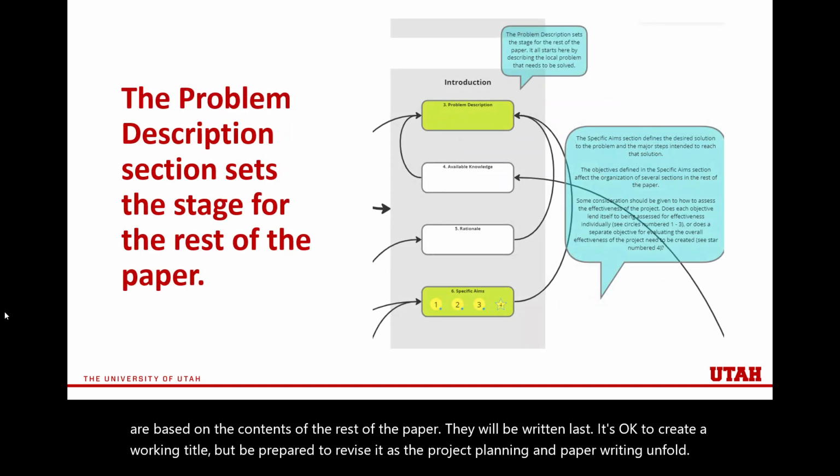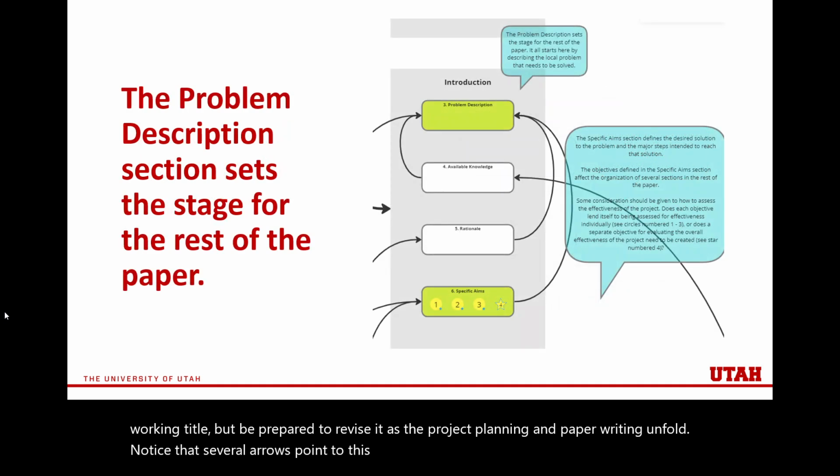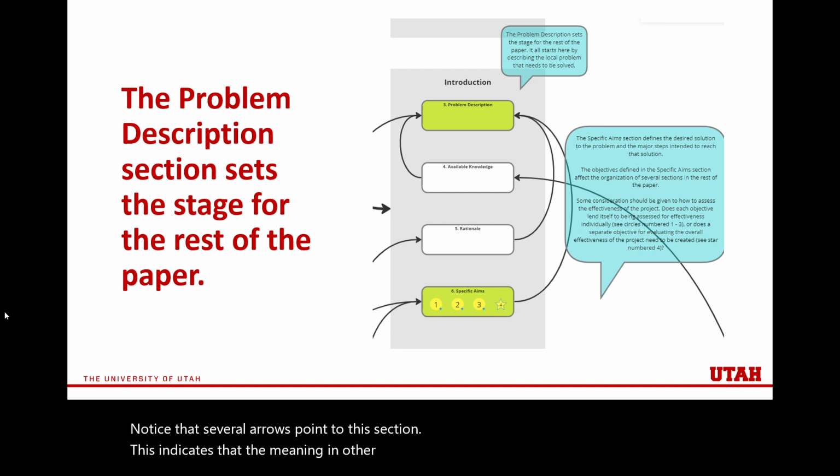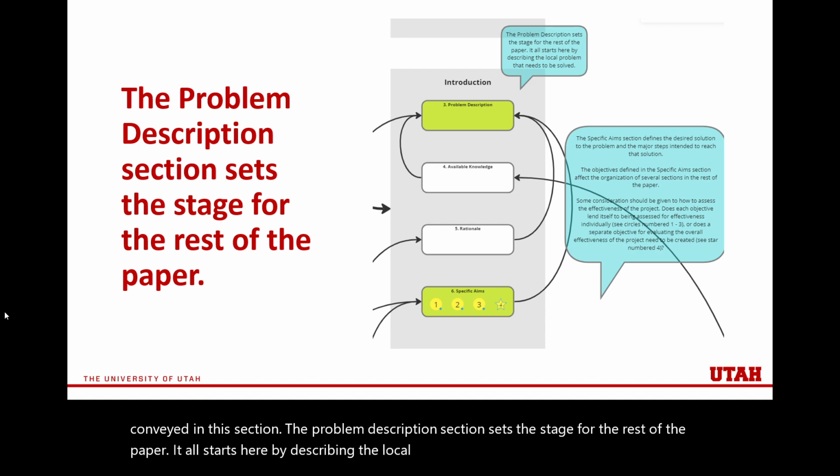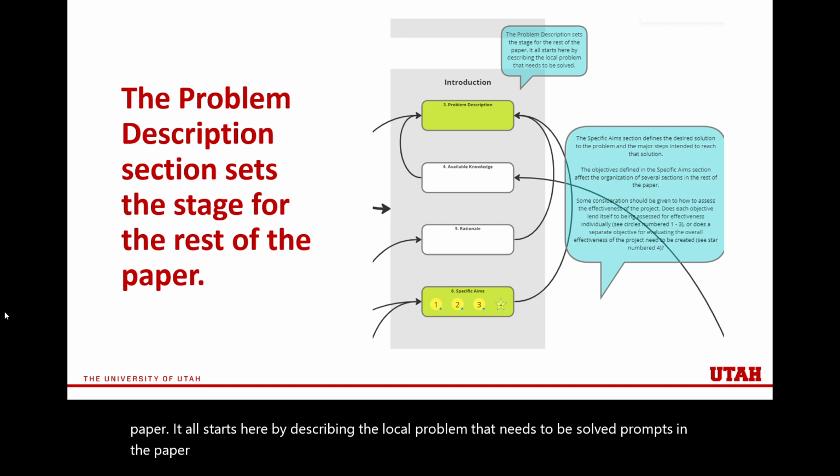Notice that several arrows point to this section. This indicates that the meaning in other sections of the paper depend on the meaning conveyed in this section. The problem description section sets the stage for the rest of the paper. It all starts here by describing the local problem that needs to be solved. Prompts in the paper template will help you write a compelling and thorough description of the local problem you're trying to solve with your project.